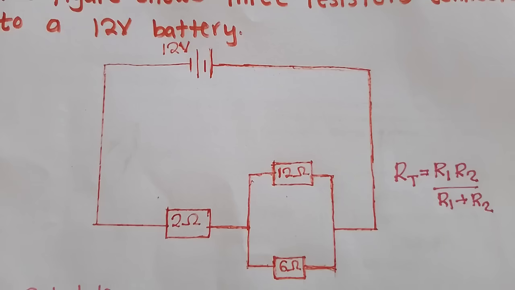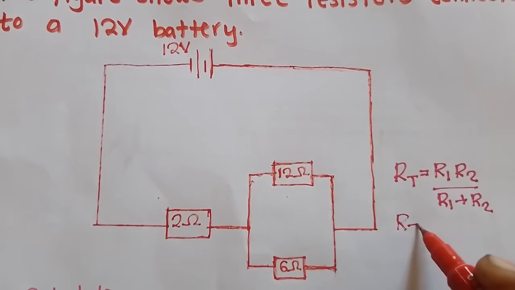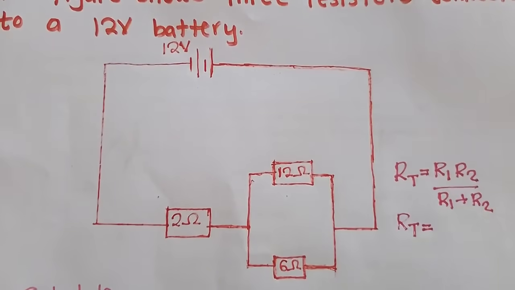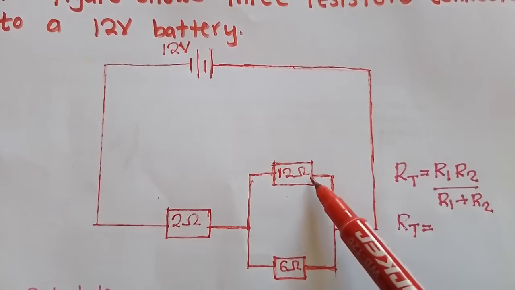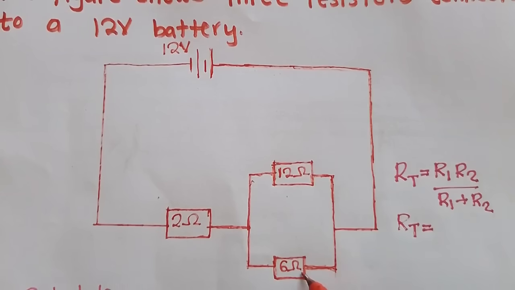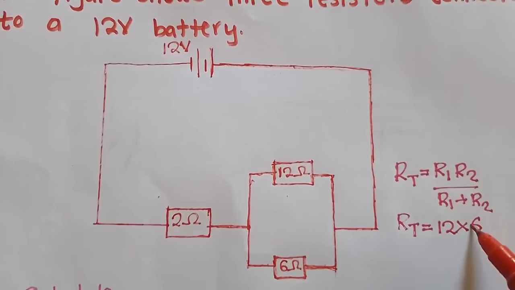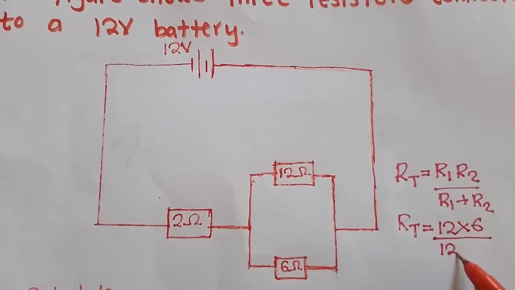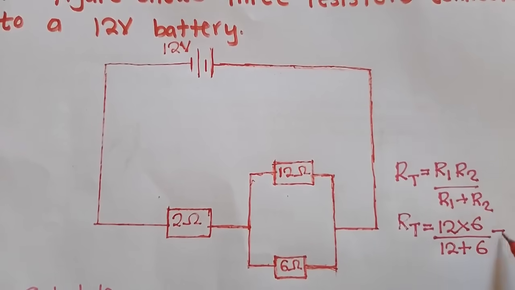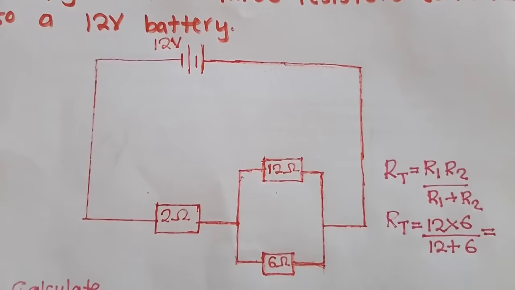In the videos that I've been doing, hope you've seen how to calculate total resistance when you have more than two resistors. But when you're just having two resistors in a circuit, this is what you need to do. Total resistance is equal to resistor 1 times resistor 2, so you say 12 multiplied by 6, over 12 plus 6.